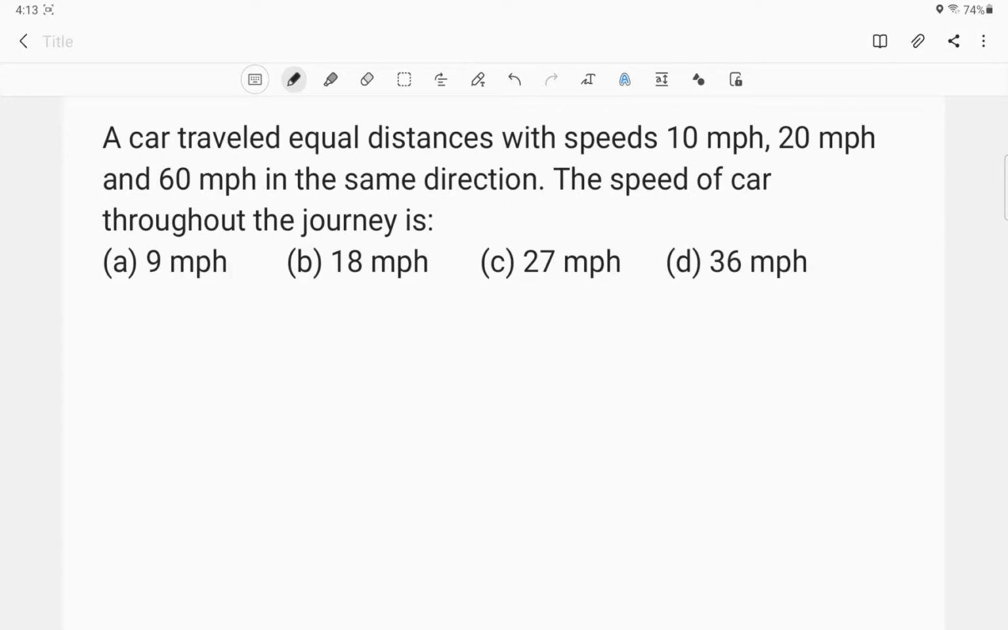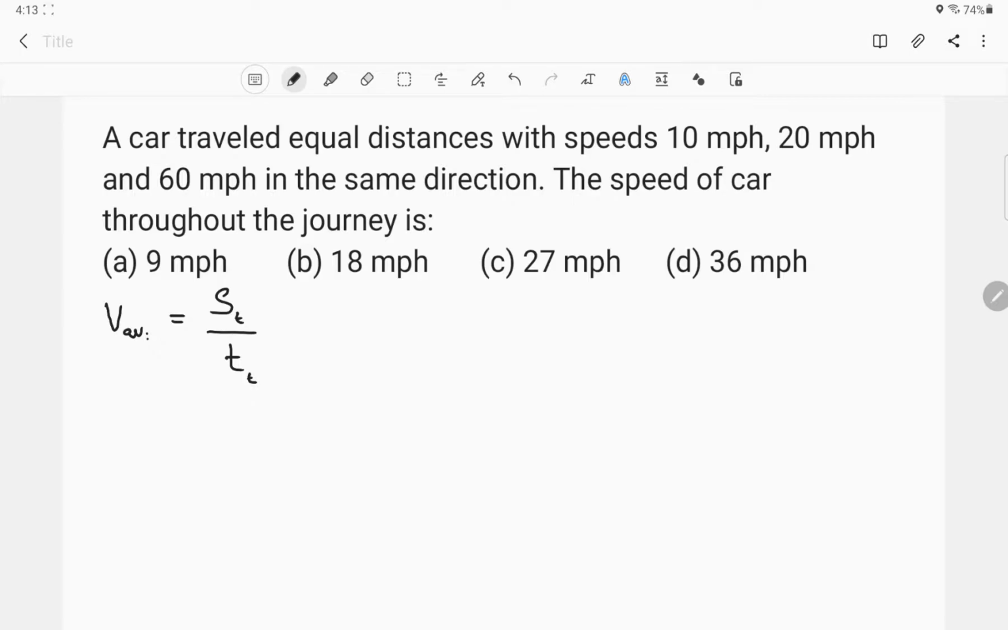In order to reach the correct answer, we have to recall the concept of average velocity, because the velocity from the starting point to the end point is known as average velocity. Throughout the journey, it is the average velocity. So the basic idea of average velocity is total distance divided by total time. I am mentioning t here to indicate total. So t total.